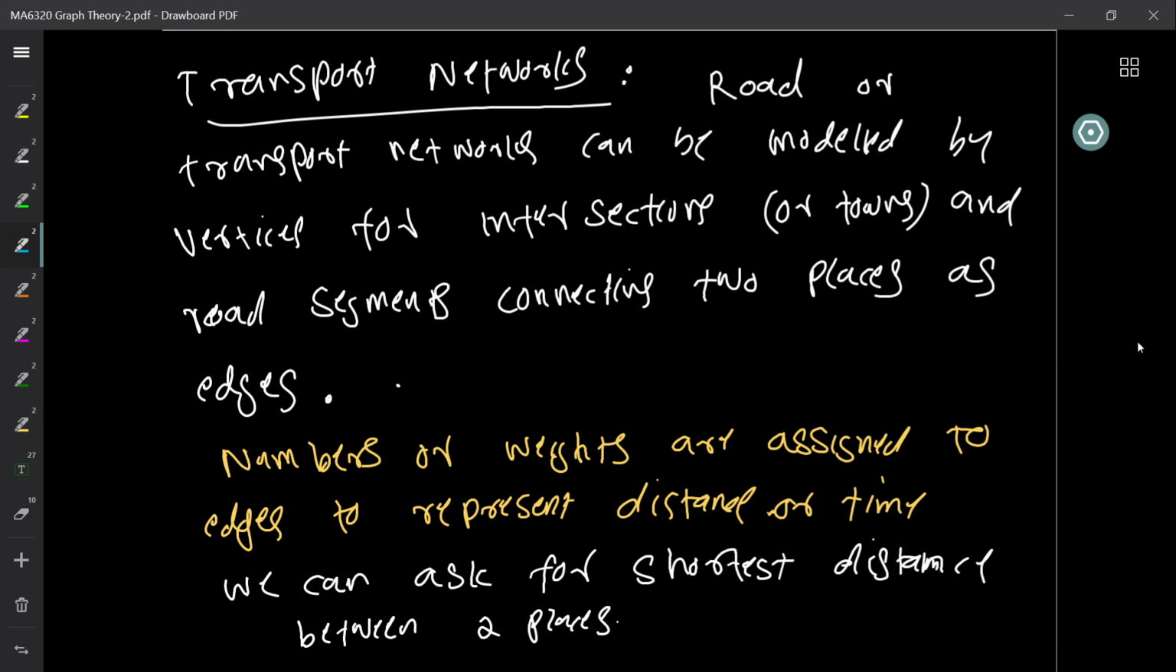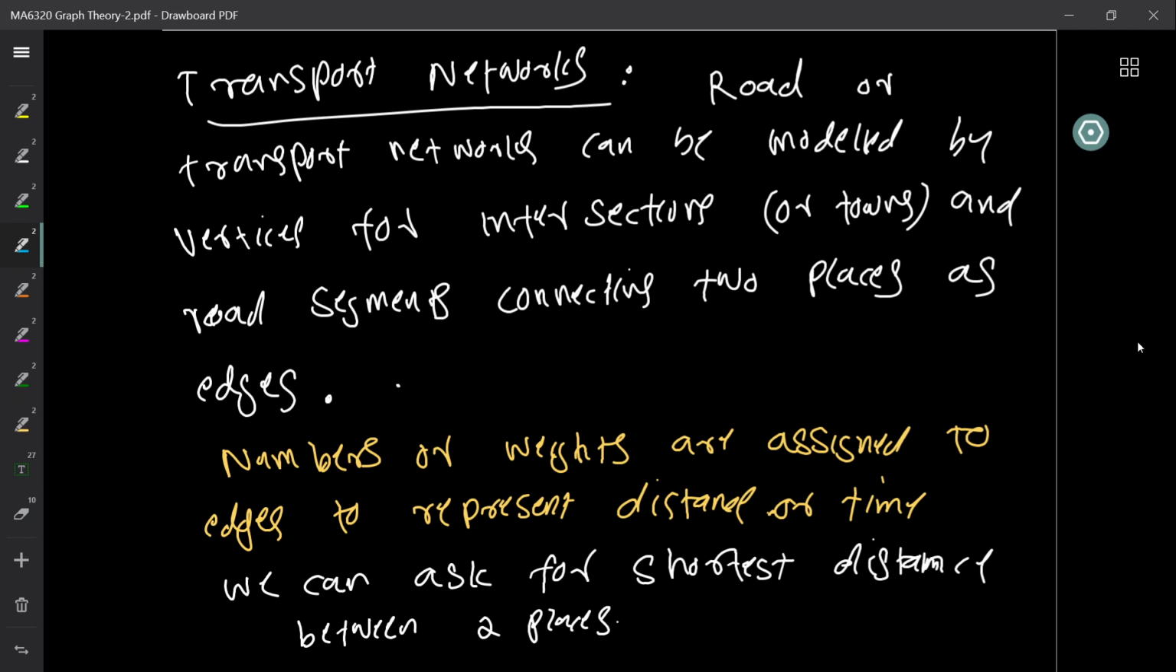Okay. Then other applications, like for example, transportation networks, right? If you have road networks or other networks, then you can model this by the intersections representing vertices, and then the edges are going to represent the road segments connecting two places, right? And then one can ask several questions on this, like the reachability questions or the shortest distance. We can even assign weight to the edges to say that the length of the road is given by this weight or the time that is taken on this road.